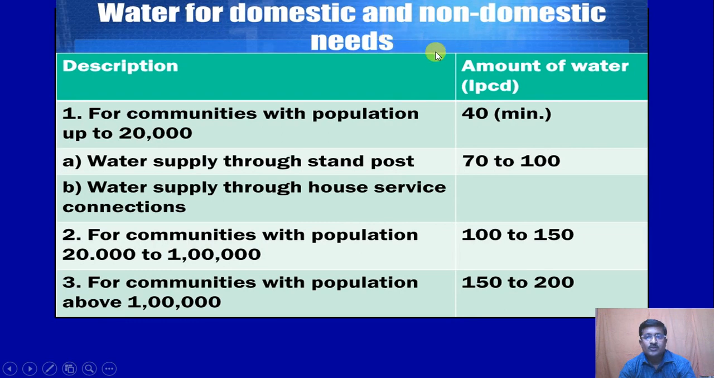Water for domestic and non-domestic needs. In the first column the description is there, and in the second column is the amount of water, which is LPCD. For communities with population up to 20,000, 40 minimum; water supply through standpost 70 to 100; then water supply through house service connections also comes to the same level. For communities with population 20,000 to 1 lakh, that comes to 100 to 150. Then for communities with population above 1 lakh, that comes to 150 to 200.